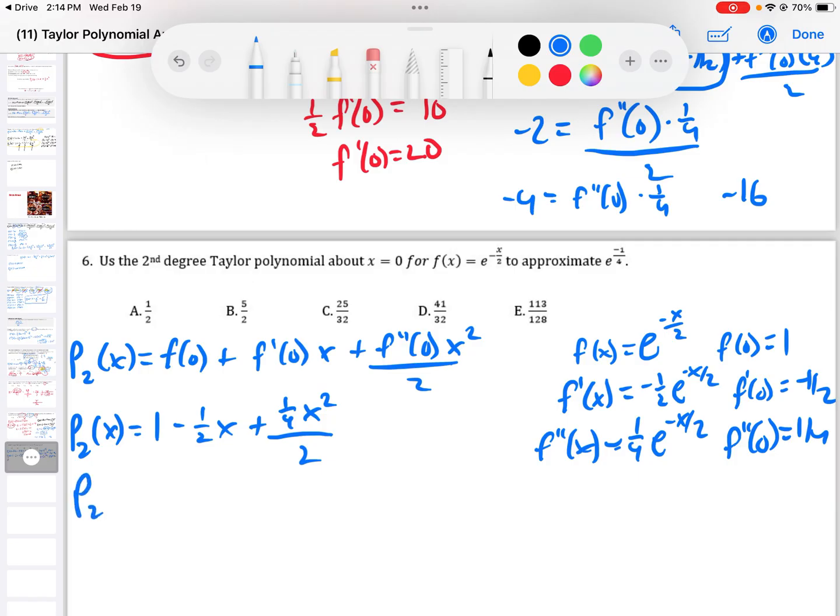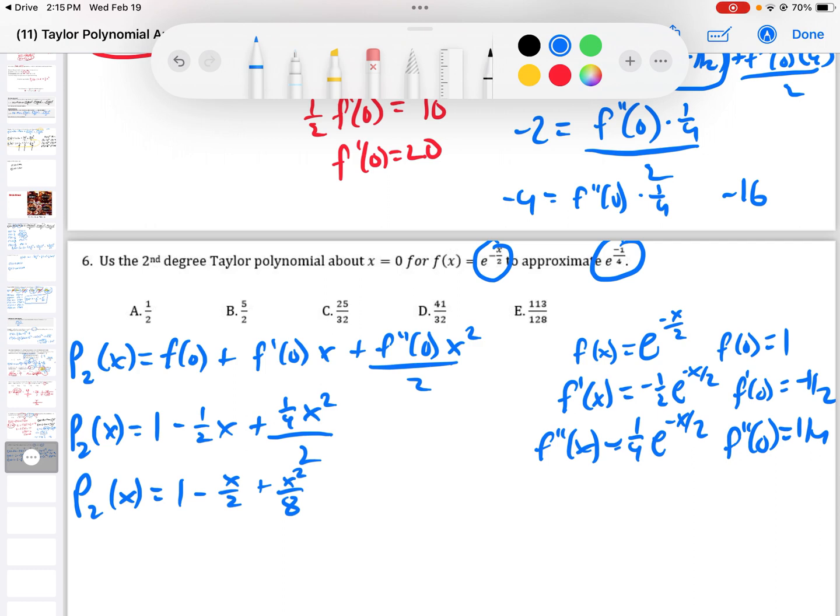And that's kind of ugly. I'm going to rewrite this. It just bugs me. 1 minus x over 2 plus x squared over 8. All right, so I want to approximate e to the negative 1 over 4. So what should I plug in for my x? That's the tricky part. What do I plug in for x?